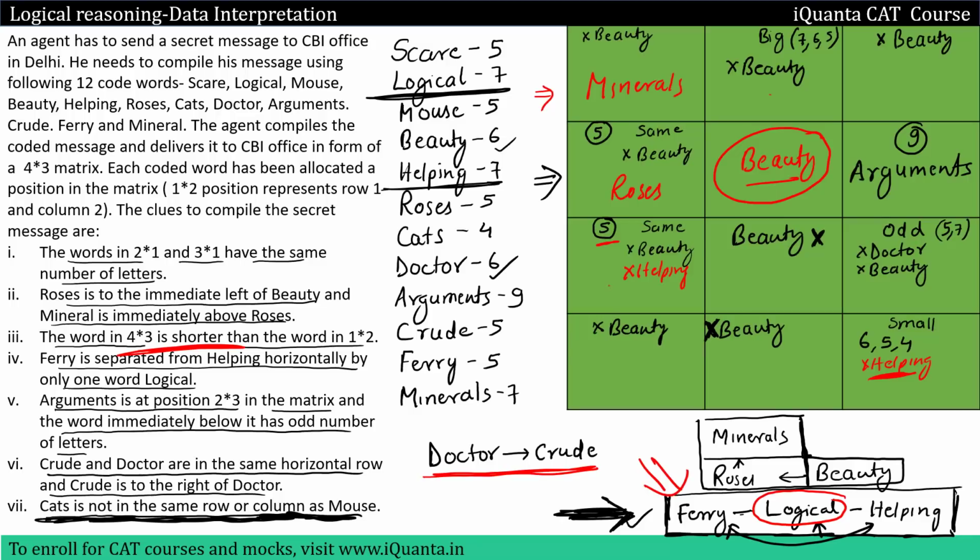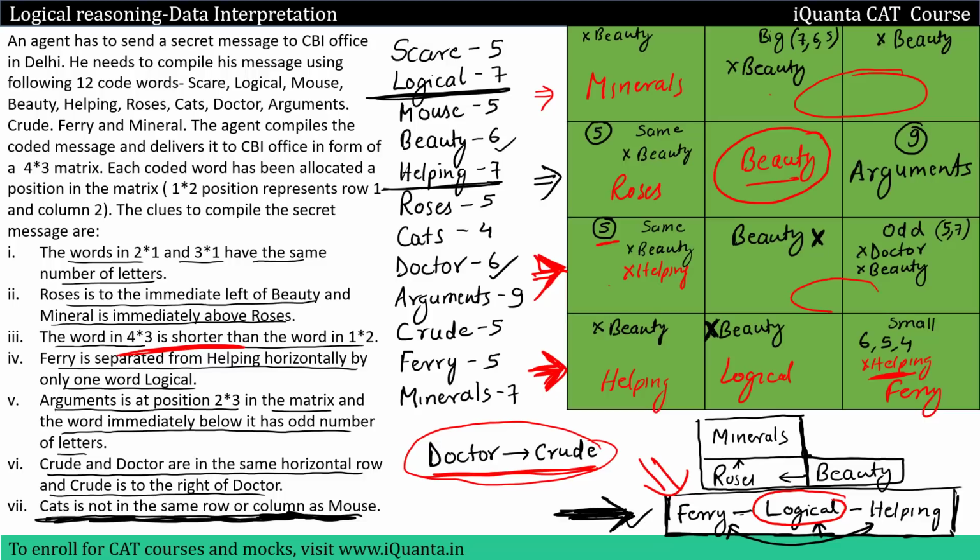So I'm very clear that for this very logical helping, I can use only 2 rows. This particular row over here and this particular row over here. So if I use the bottom row first, I will have to put helping over here, I will have to put logical over here, I will have to put ferry over here. Then I have this doctor and crude pair left, so it can come in these 2 spaces or in these 2 spaces. If doctor crude comes in these 2 spaces, I will have to include cat and mouse.